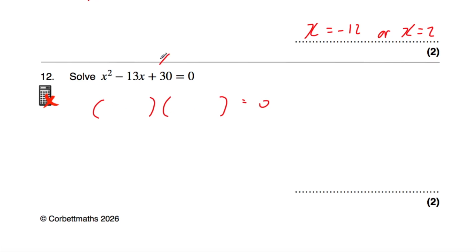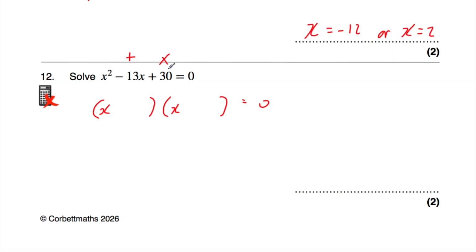And we want to find two numbers that will times together to be 30 and will add together to be negative 13. Now this one's a bit different than the ones we've looked at so far. Actually, I need to go back to the x squared and put x's at the front of our brackets. Okay, now this one's a bit different than the ones we've looked at so far because the two numbers will times together to be 30, but they'll add together to be negative 13.